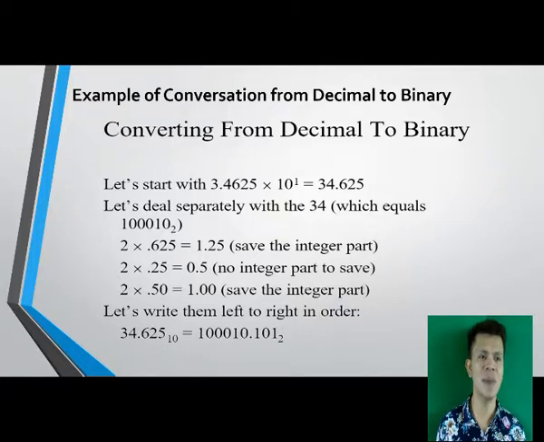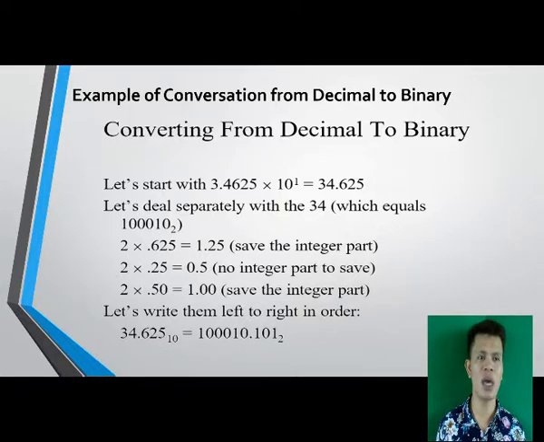Let's deal separately with the 34, since we are going to move the decimal point from left to right once. The equivalent of 34 in binary is 100010 base 2.